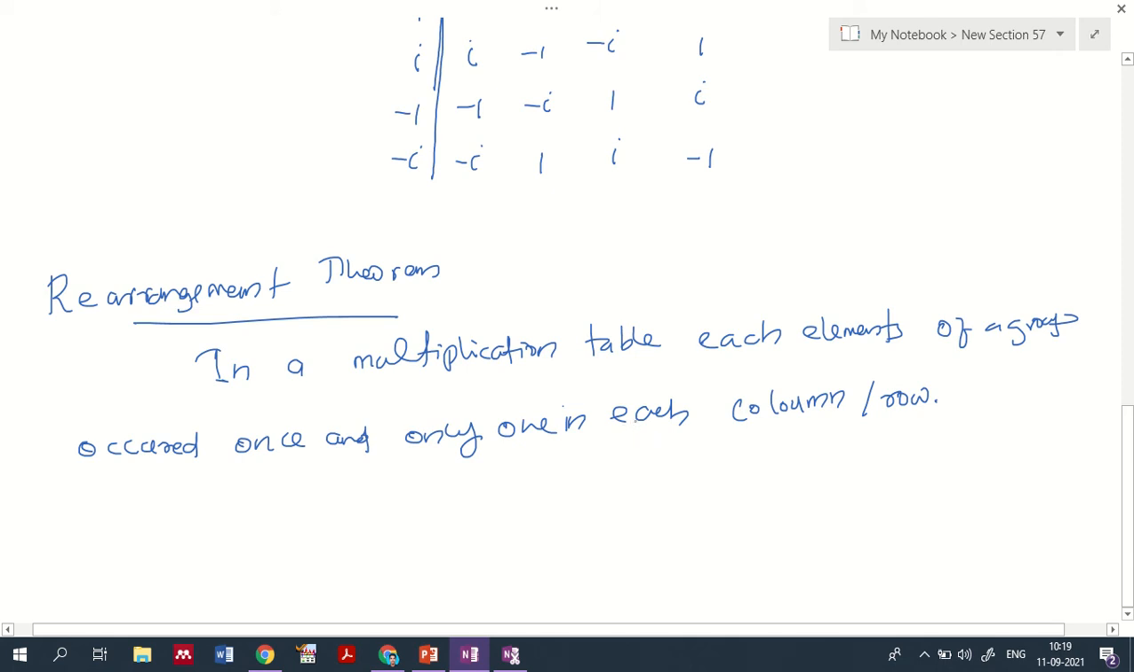Okay, we observed only one element corresponding to each element in a group. Okay, so that is about the rearrangement theorem. So it is actually saying that in a multiplication table, each element of a group occurred once and only once in each column or row. So that is about the rearrangement theorem. Okay, so now let me introduce you something.